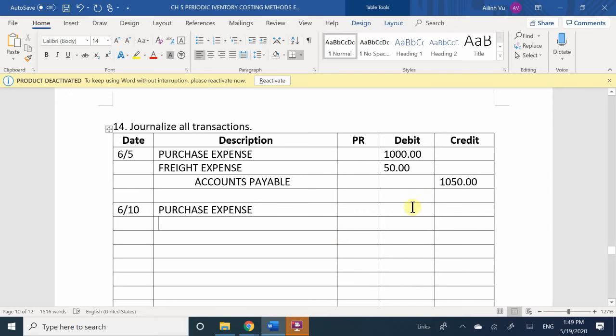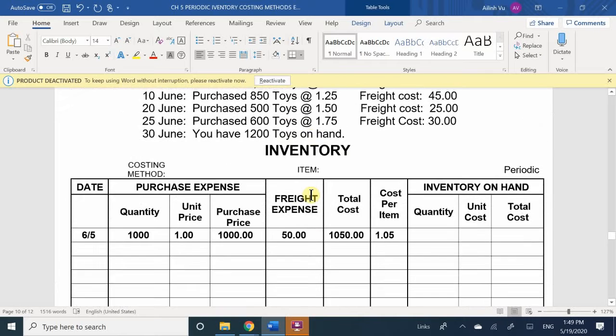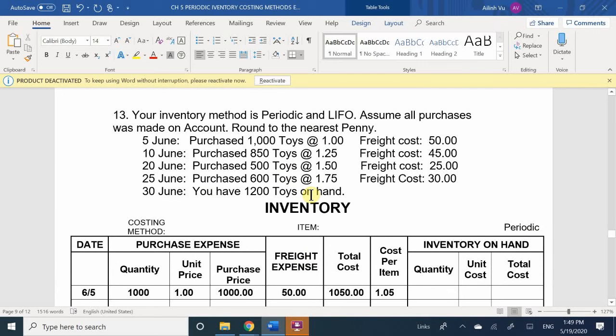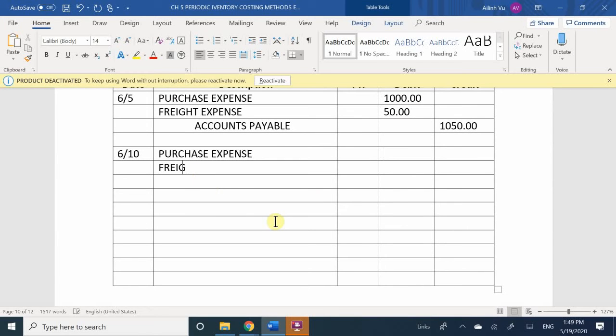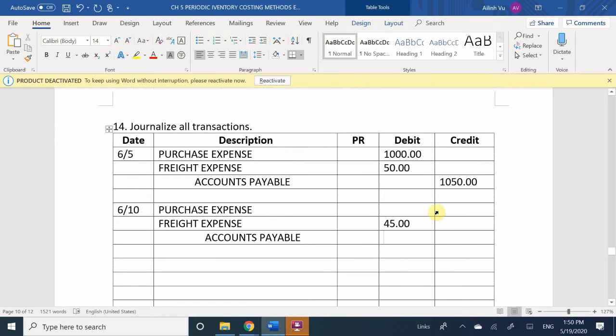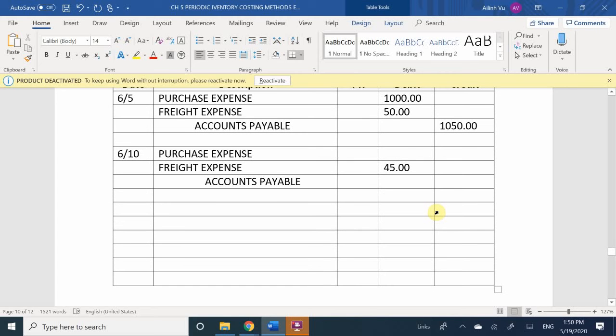Purchase, and then we're going to have freight, $45. Purchase is $850. Freight is $45. Before we do anything, for the purchase expense, how much did you get? The purchase expense is $850. Oh no, 850, that's right. That's the quantity, I'm sorry.